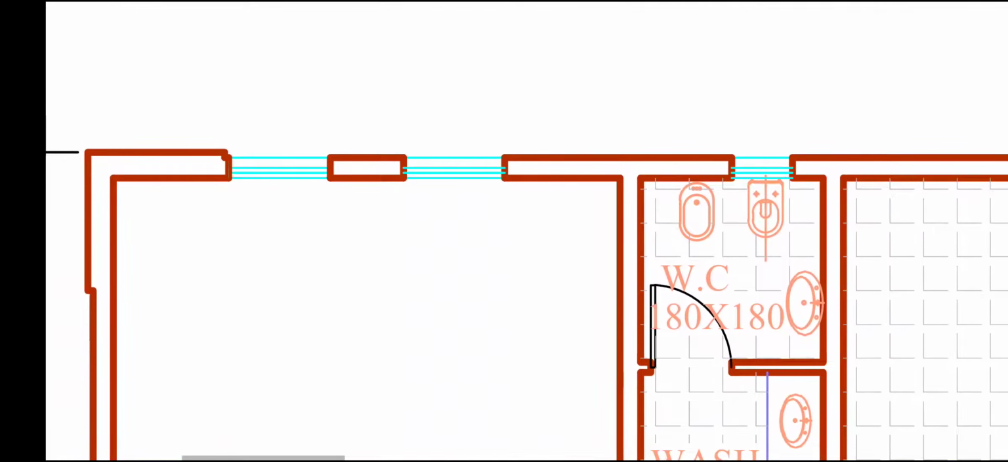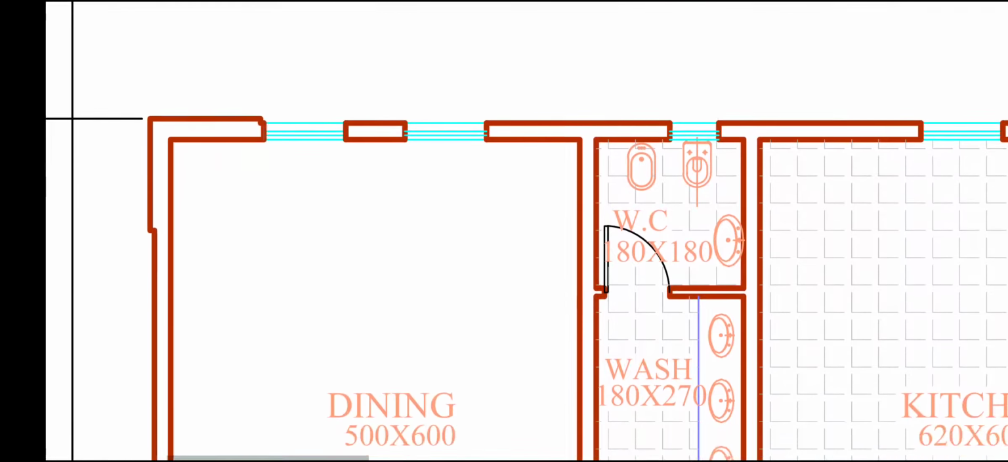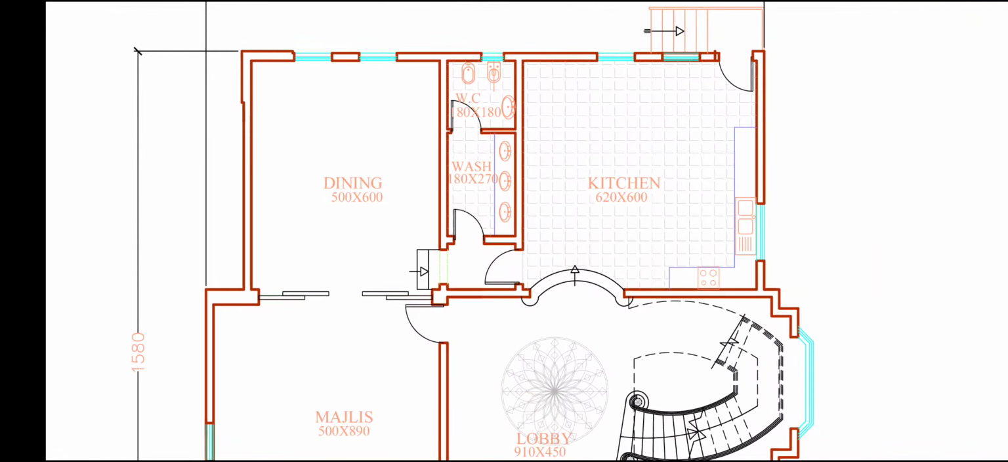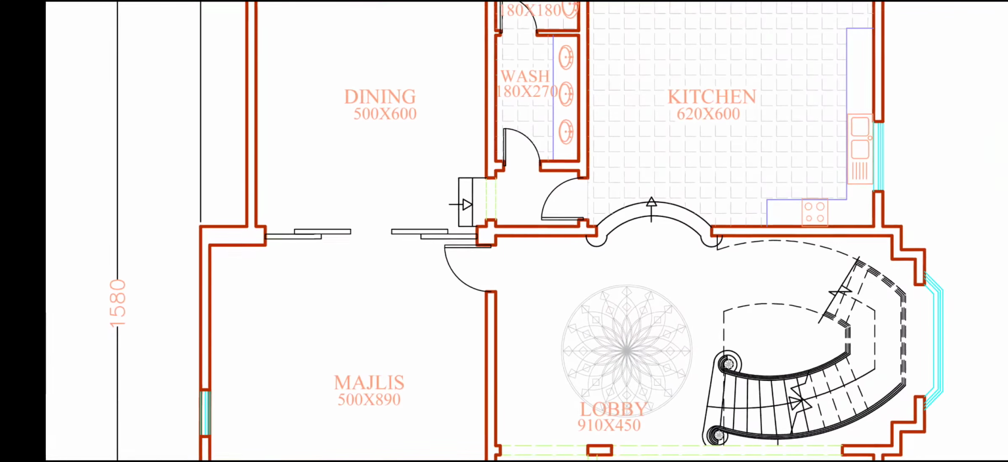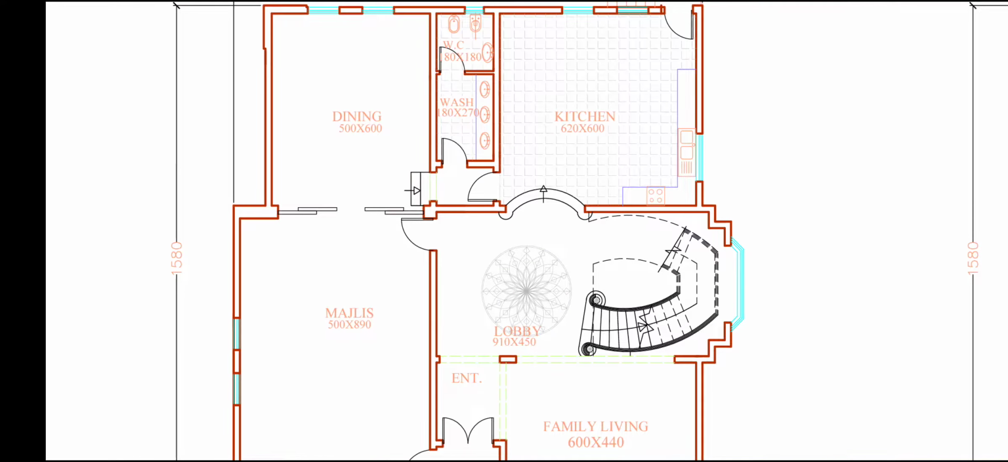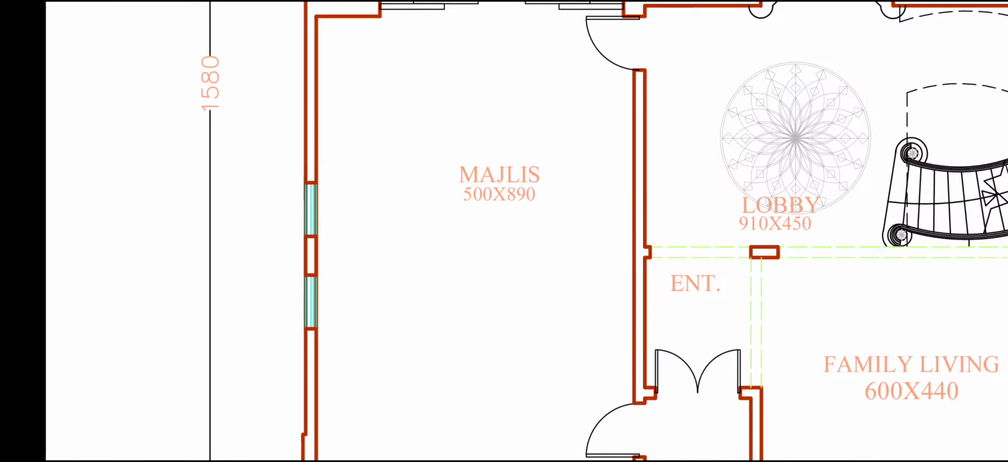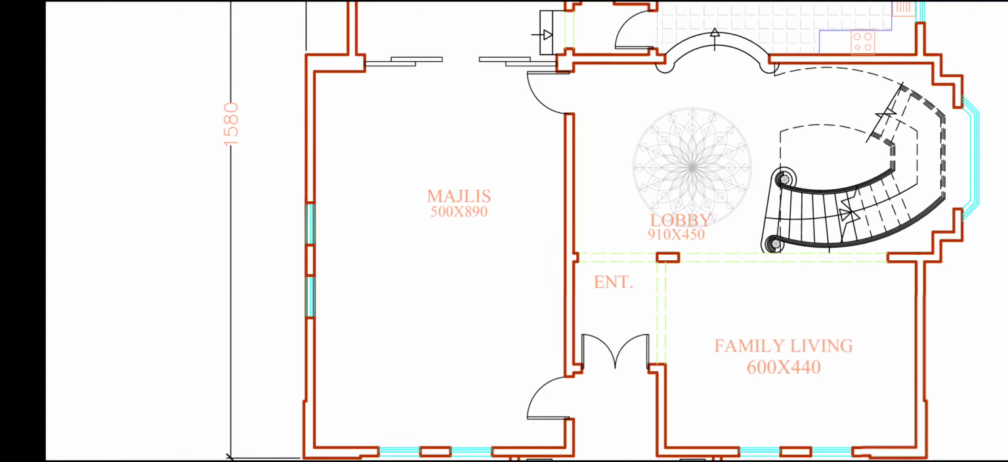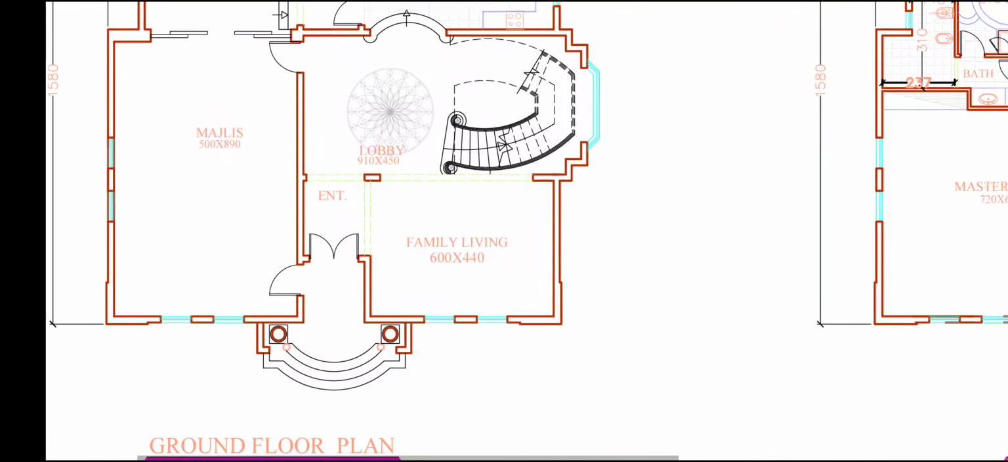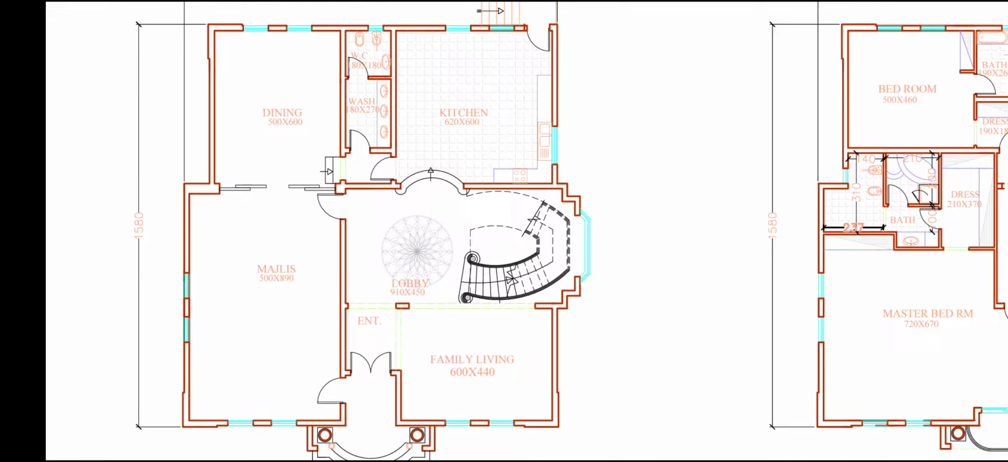Dining area, window frame given in 2 divisions for elevation design. This sliding door from hall to Majlis, hall to dining. This side window given in 2 divisions going continuous to the first floor. This ground floor plan: no bedroom, only family living, hall, dining, kitchen.